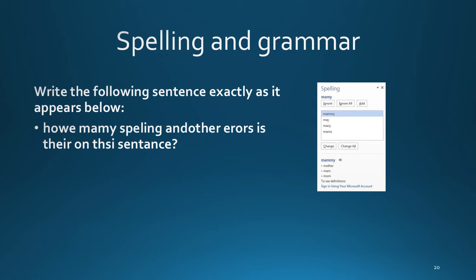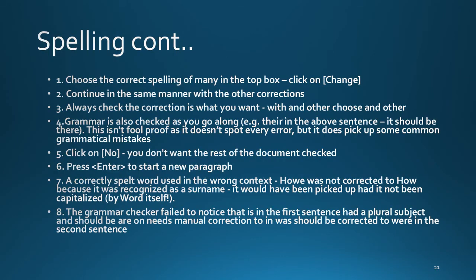Spelling and grammar. Write the following sentence exactly as it appears below. How many spelling and other errors is there on this sentence? Spelling continued. 1. Choose the correct spelling of many in the top box. Click on Change. Continue in the same manner with the other corrections.